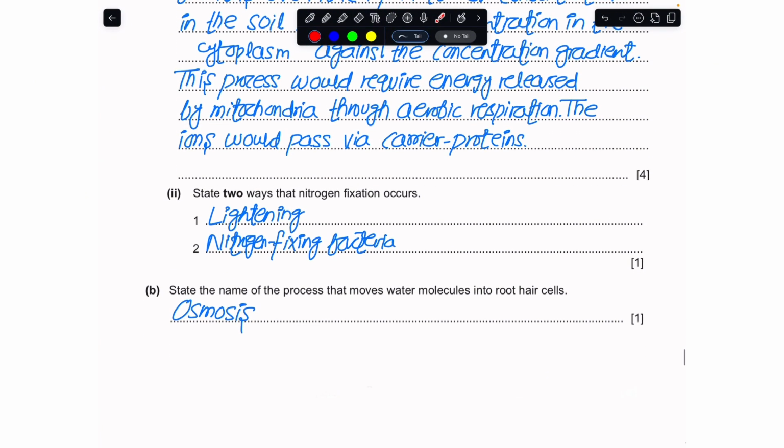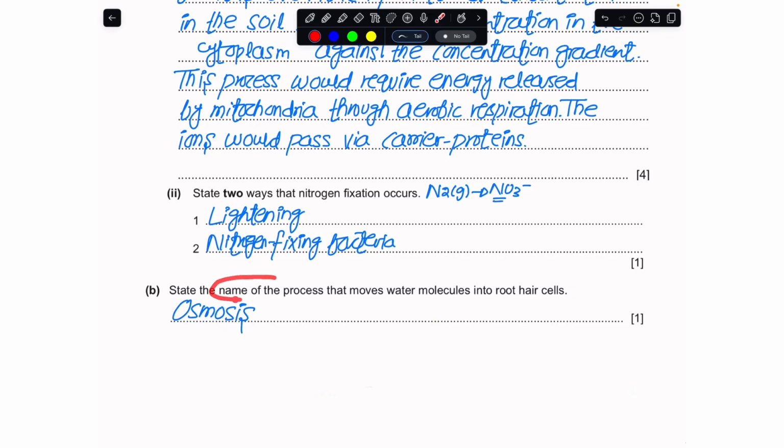And if we were to move further, they say we have to state two ways by which nitrogen fixation occurs. And by nitrogen fixation, what we mean is that the atmospheric nitrogen gas is being converted into some ions or some form of the oxides of nitrogen that can be used by the plants. So two of the mechanisms involve lightning, and the other one is the nitrogen fixing bacteria that live within the root nodules of leguminous plants.